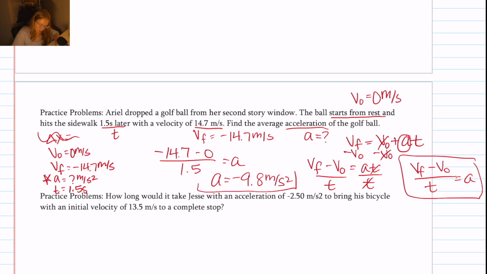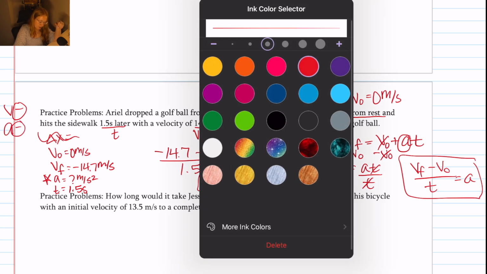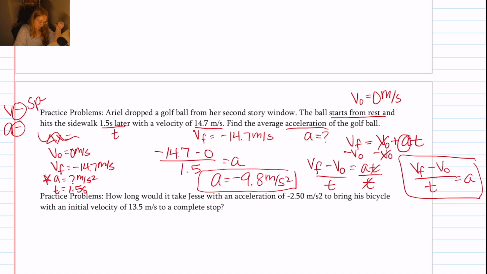Let's check for reasonability. Is that a reasonable answer? So let's think about it. She was dropping a golf ball from the second story. The final velocity is negative. Final acceleration, we got a negative value. So let's just check if that makes sense. If velocity is negative and acceleration is negative, that means it was speeding up. So let's just decide if that's true. If something's falling from a building, is it speeding up? Which, yes, it is. So the negative is reasonable.